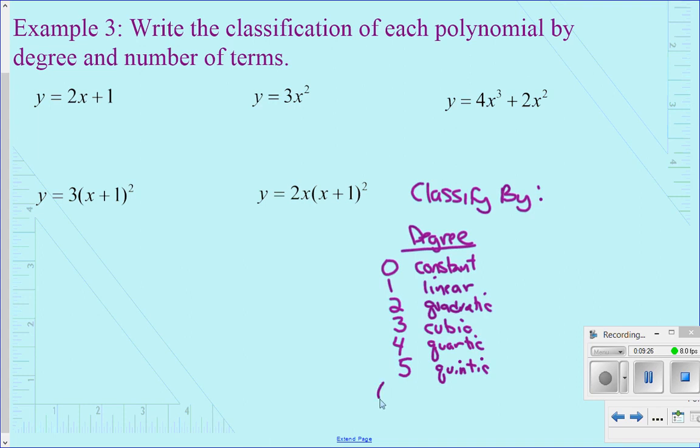And if it's sixth degree or above, it doesn't have a specific name like each of these do. We then just say whatever degree. So we'll say like 6th degree, 7th degree, 8th degree, so forth. Okay, so 6 or above, there's not a specific name. Now, we can also classify polynomials by their number of terms.